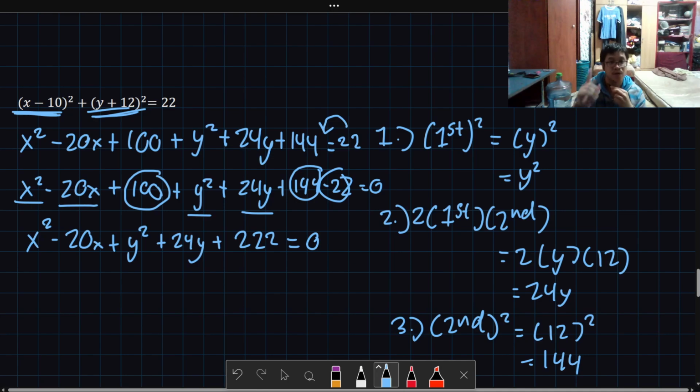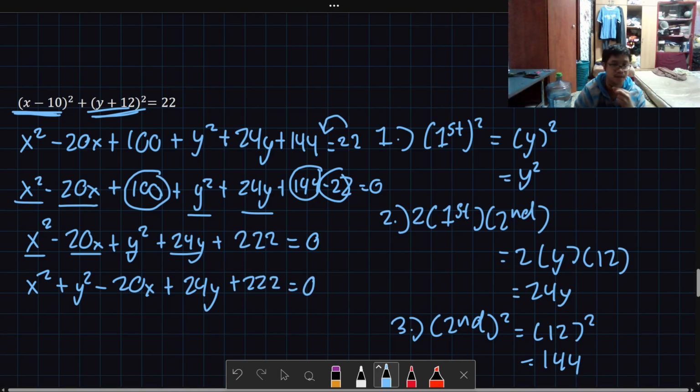Then lastly, you have to arrange them from highest exponent to the lowest exponent. So here we have x squared, y squared. You must put them in the first place. So you have x squared plus y squared. The next are the ones that have variables, 20x and 24y. So minus 20x plus 24y. Then the last place should be the constant term.